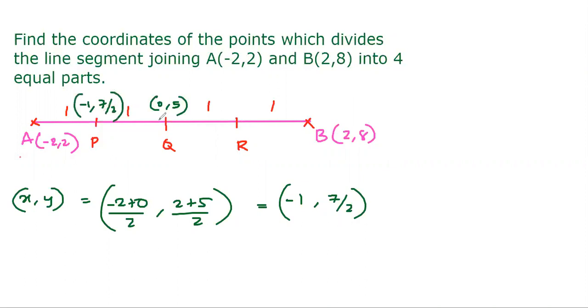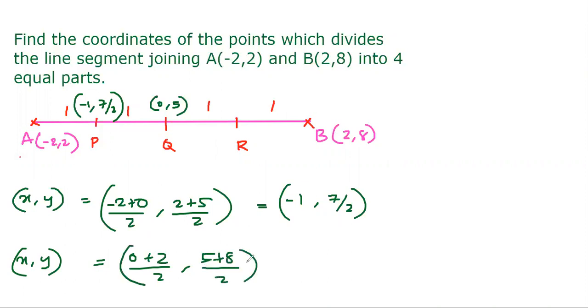Again, to find R, you can use Q and B. R will be the midpoint of Q and B. So let (x, y) be the coordinates of R. Then you can simply write (0 + 2)/2 and (5 + 8)/2. So the point R is (1, 13/2). This is the case in which the line segment is divided into 4 equal parts.